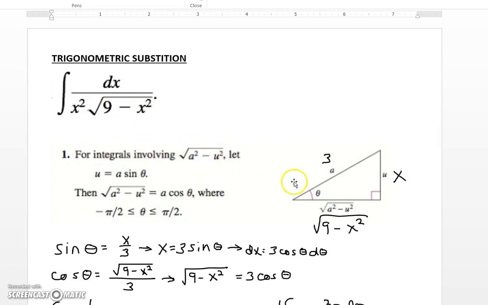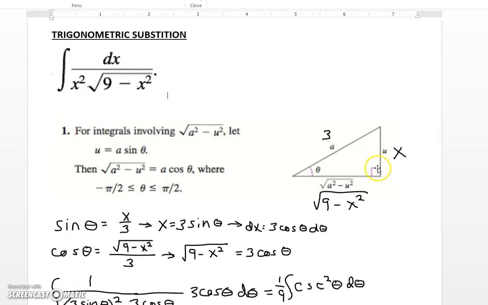So if we arrange the triangle this way, the square root's on the bottom, x is here, hypotenuse is 3, so this would be a squared minus u squared. It's this setup here. Our angle is in the left-hand corner. So where these other ones are coming from, the sine function and the cosine, is just simply looking at the triangle. So the sine of theta is the opposite over the hypotenuse. And then we multiply both sides by 3. That is this expression here.